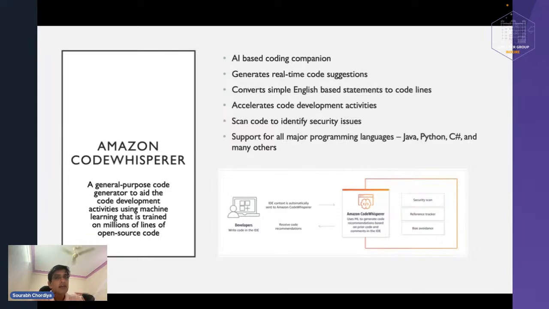How does it do it? The same theory which I mentioned. It has basically learned this based on the comments and the code that have been put on GitHub and all the open source repositories, and then it generates real-time code suggestions.